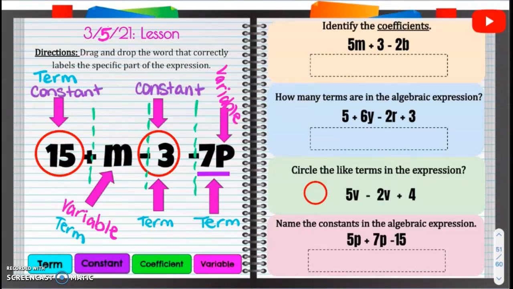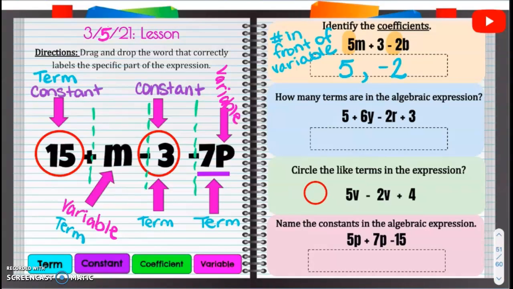All right, let's take a look at the next one. So, we're going to identify the coefficients. Remember, a coefficient is going to be the number in front of a letter. So we're going to identify the coefficients here. First of all, let's take a look. That 5 is a coefficient because it's in front of m. Same thing with that negative 2. So 5 and negative 2 are coefficients. They're the numbers in front of a letter. Number in front of variable or letter.